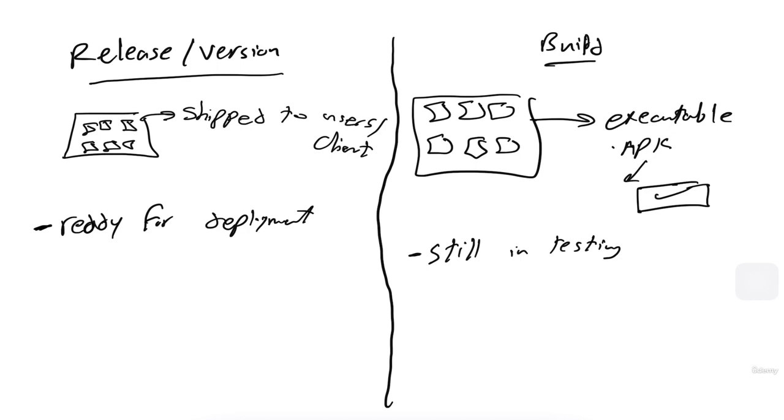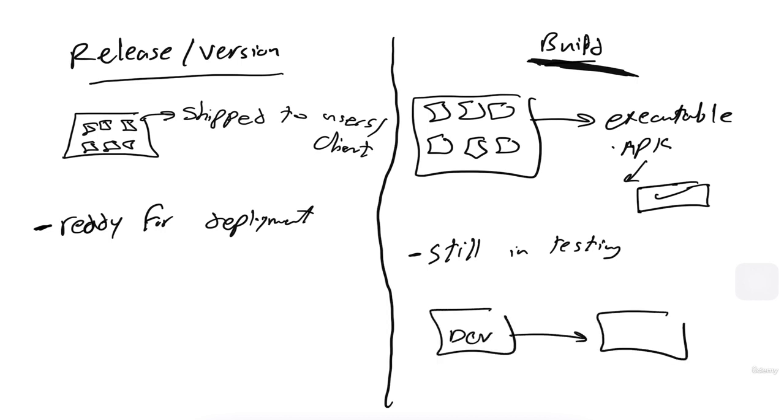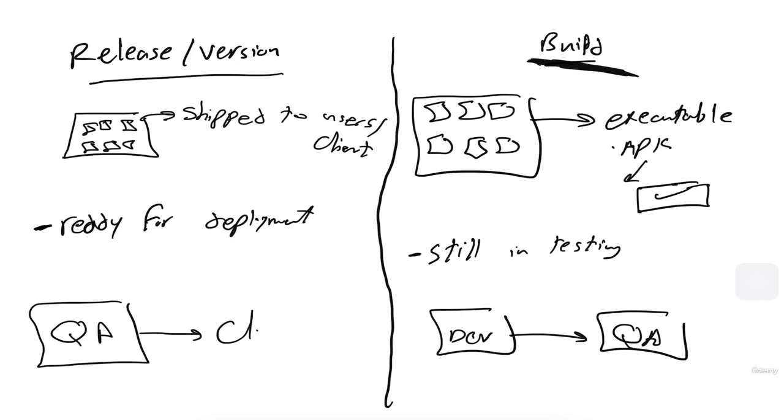Okay, so who is the person who hands over the build? The build goes from the development team to the QA team for testing. Okay, we developed the build, we need testing of this build. But the release or version is handed over from the QA team to the client or the customer or the end user. So in this case, we can say that what we upload on the store, whether it is Android or iOS, is the release or the version.